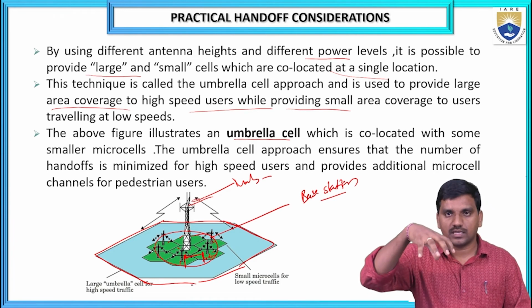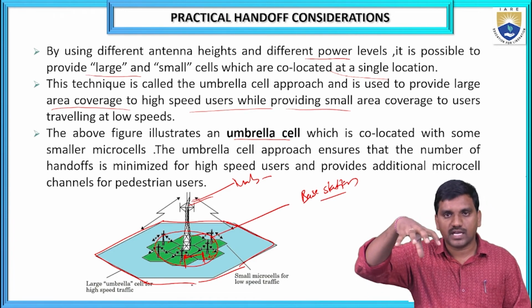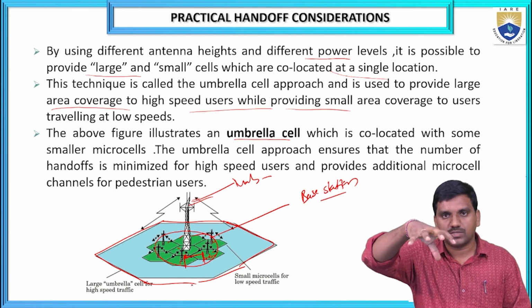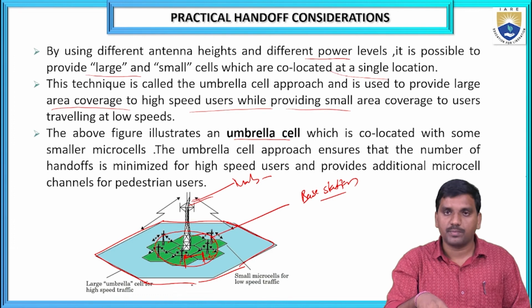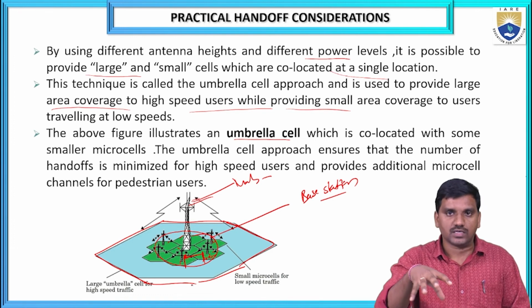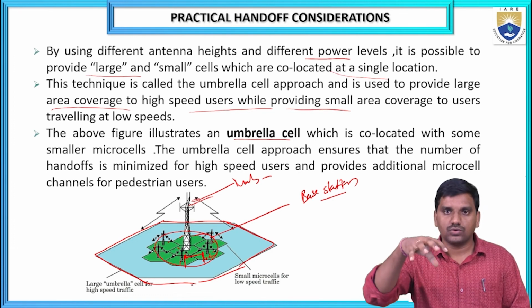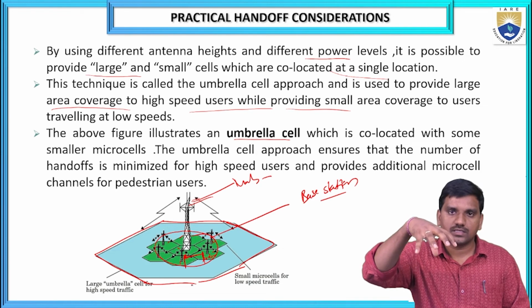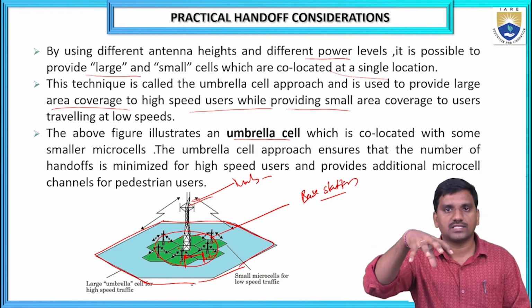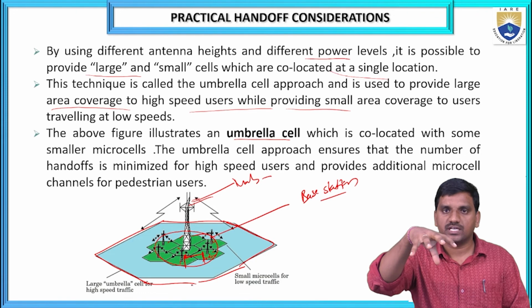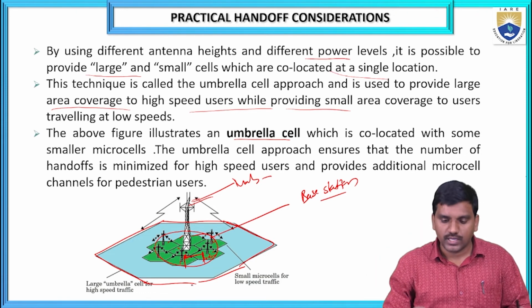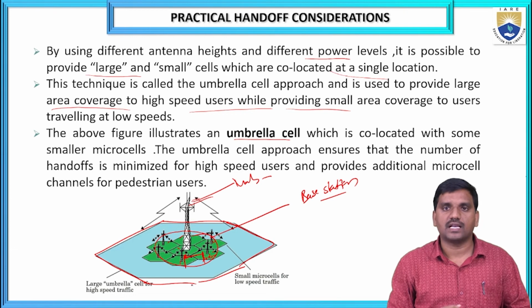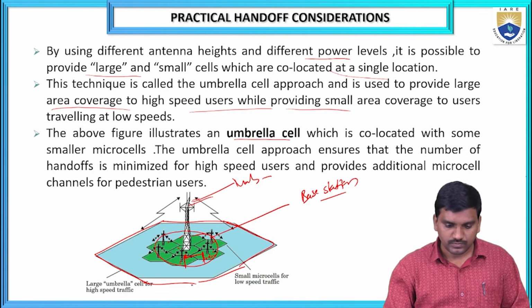It looks like an umbrella. It covers the entire region for high speed users. So from this topic, I can conclude in two sentences: high speed users are protected by the umbrella cell approach, and pedestrian users can be covered by micro cell zones. Okay, so this is about practical handoff considerations.